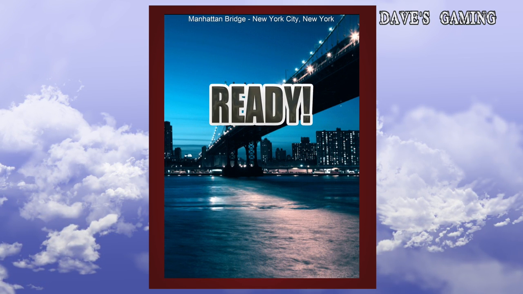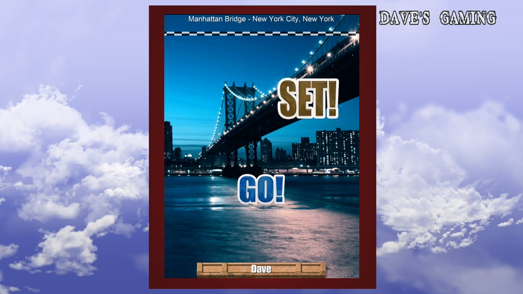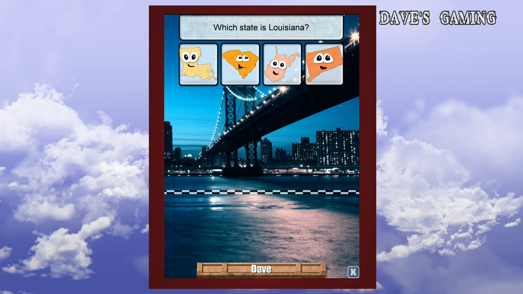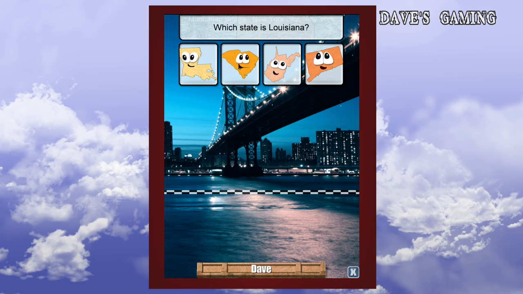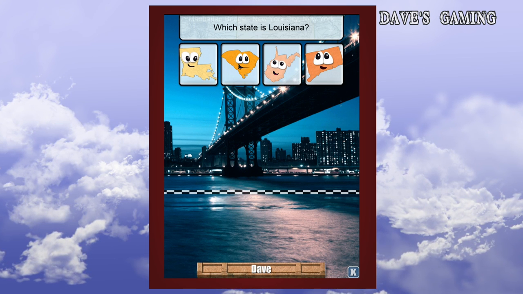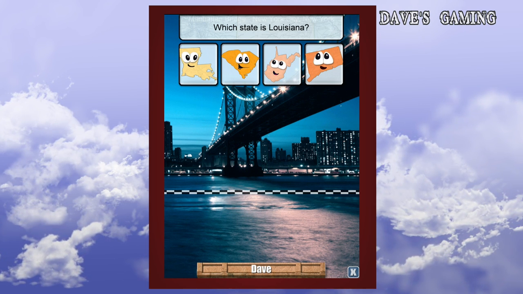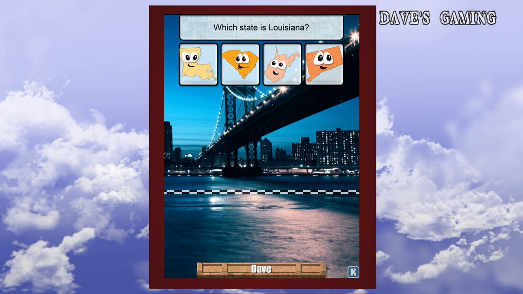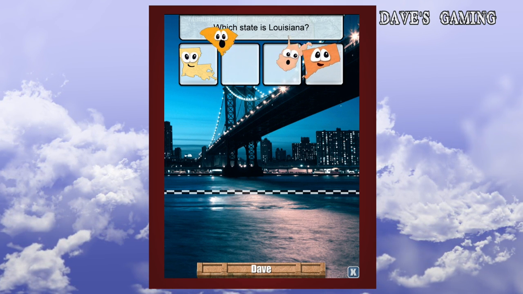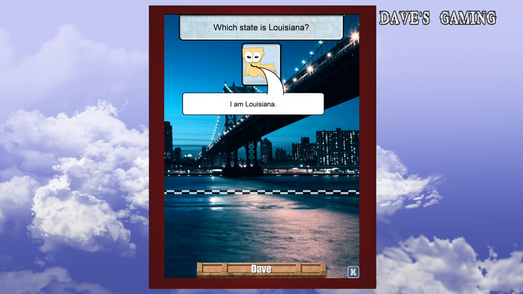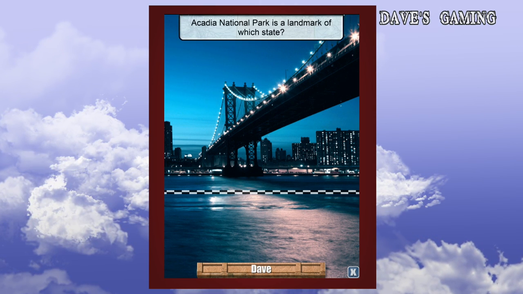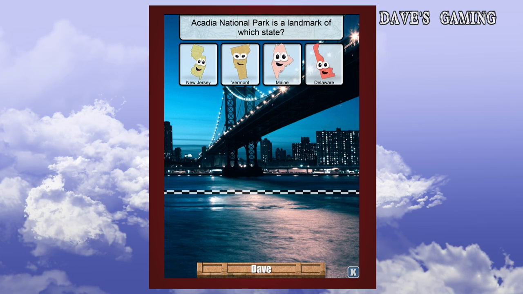Ready, set. Manhattan Bridge. Which state is Louisiana? Oh my god, I just learned Louisiana and I don't remember what it looks like. Jeez. In the middle? The second? No. Damn it. Oh no. Okay, all right.